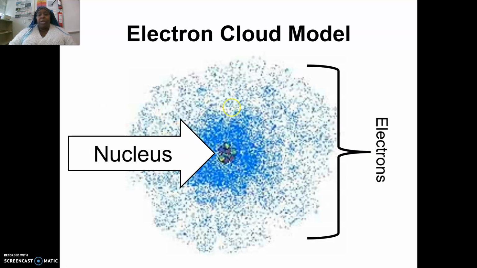Okay, so here is just a picture of kind of what it really looks like, right? So we have the nucleus, and then we just have this big electron cloud, which is the location where the electrons could be at any particular moment. Okay, so it's a little bit different than Bohr's model. And that pretty much sums up atomic theory.